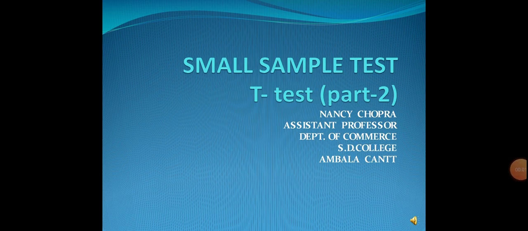Hello students, welcome to the second part of the small sample t-test. In the first part, we have discussed the first two applications and uses of the t-test, that is testing of hypothesis about the population mean and testing of hypothesis about the difference between the means in case of independent samples.